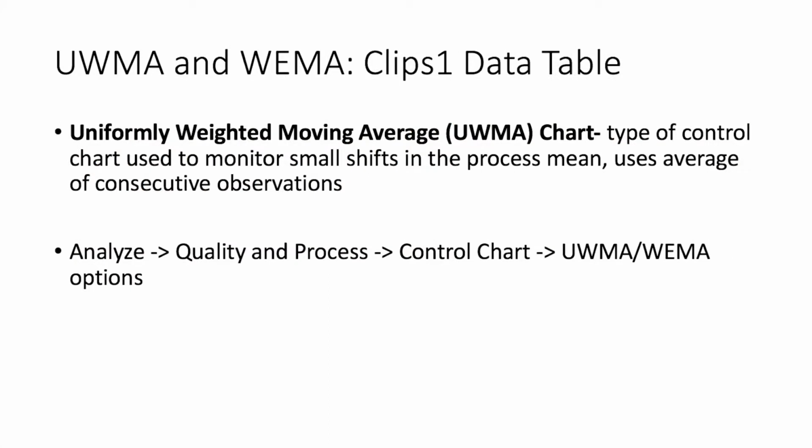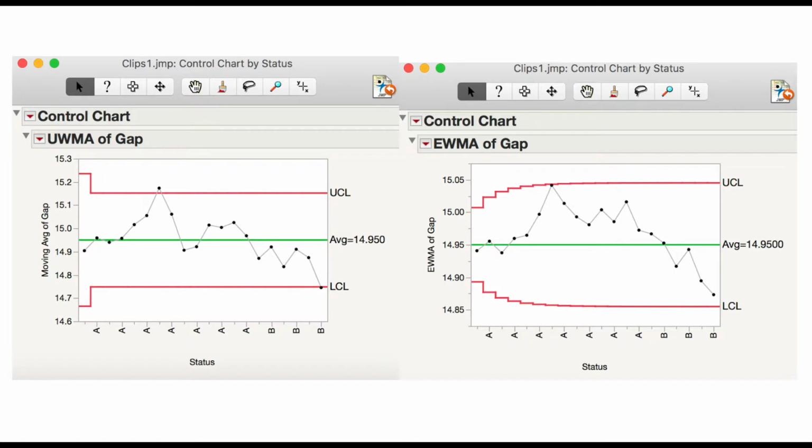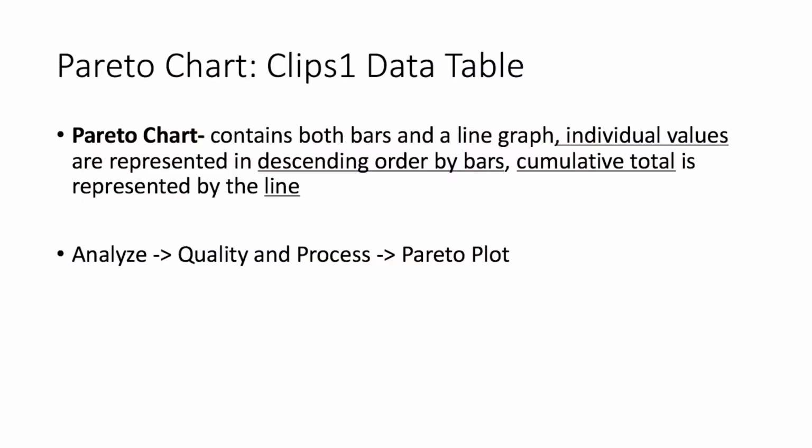The uniformly weighted moving average chart is used to monitor small shifts in the process mean, and uses averages of consecutive observations to determine if a system is out of control. This is done in JMP by selecting Analyze, then Quality and Process, then Control Charts, and choosing the option that you see as best fit. As you can see, the dataset used in this example is not out of control due to the fact that in both control charts there are no consecutive data points that are above or below the upper and lower control limits respectively.